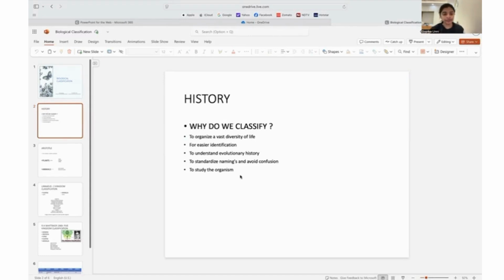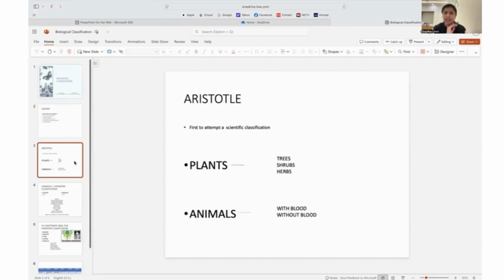Okay, understood? Now, let's study the first attempt of scientific classification. It was done by someone very famous. You might have heard of him, Aristotle. He's there in every place. In philosophy, Aristotle is there. In physics, everywhere Aristotle's ideas are there. In chemistry, every single place it's there. So the name is not difficult to remember. Aristotle. He gave the first attempt at a scientific classification.